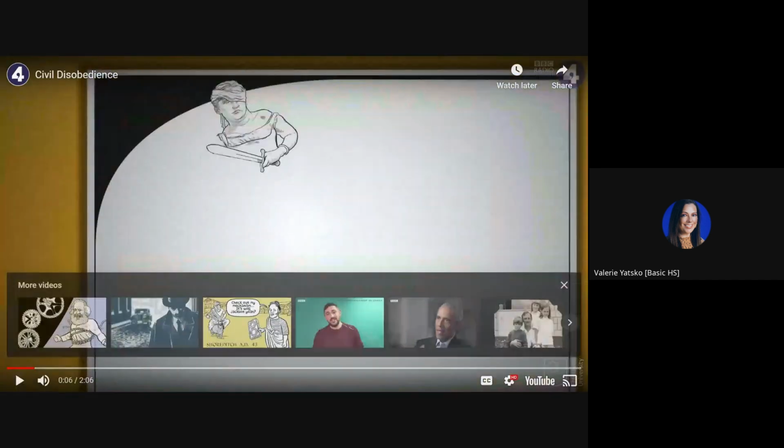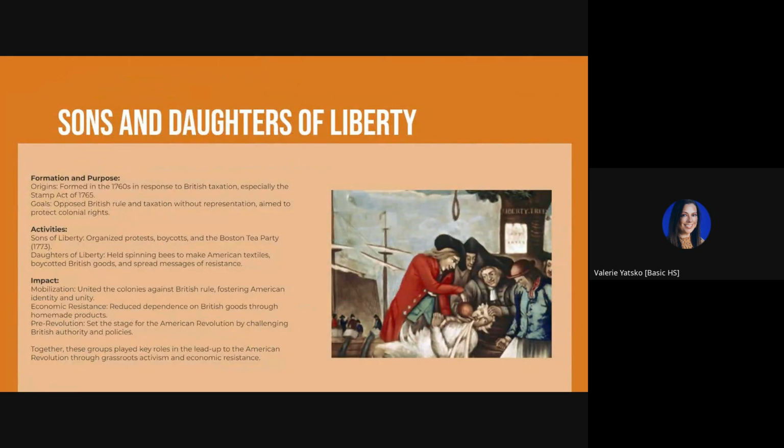The Sons and Daughters of Liberty were formed in the 1760s to oppose British taxation, especially the Stamp Act of 1765. Their goals were to fight against British rule and protect colonial rights. The Sons of Liberty organized protests, boycotts, and the Boston Tea Party. The Daughters of Liberty held spinning bees, boycotted British goods, and spread messages of resistance. These groups helped unite the colonies against British rule and set the stage for the American Revolution.